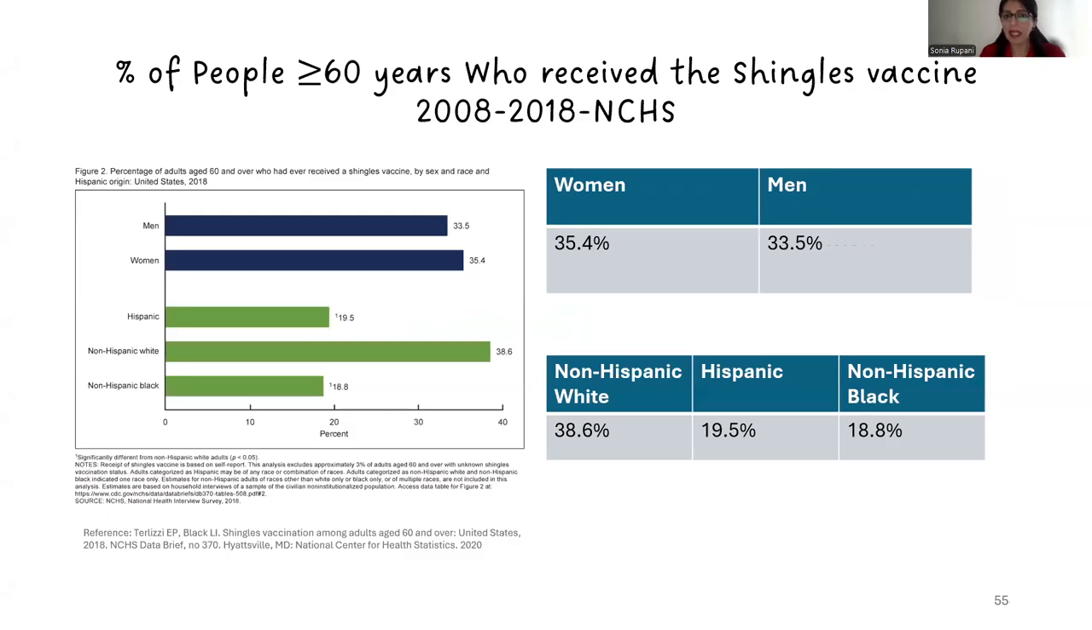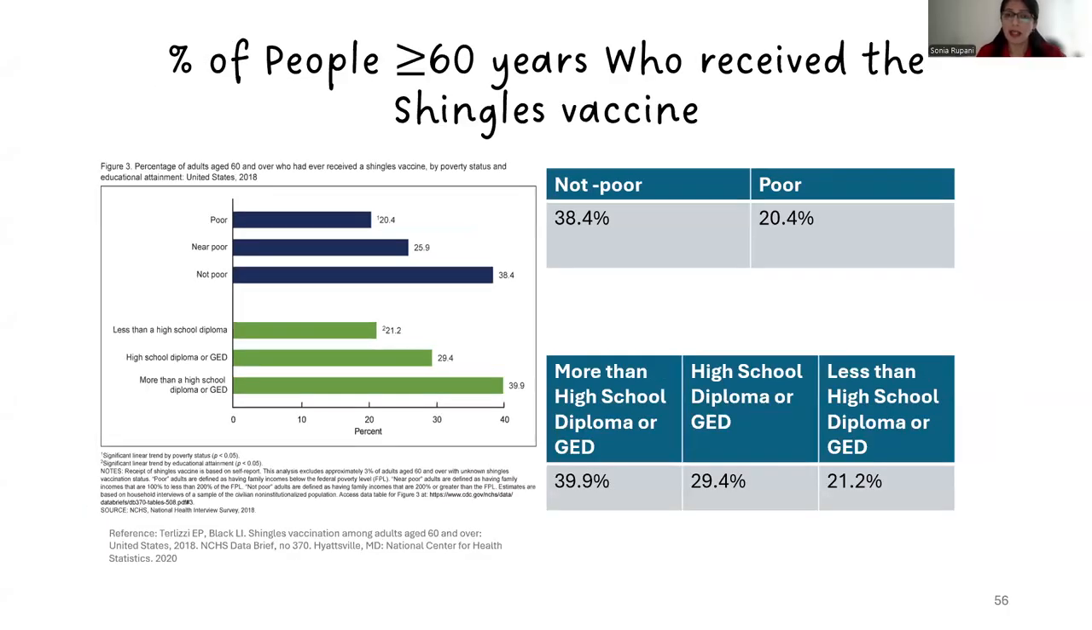If we compare men and women, again, we're seeing pretty close: 35.4% in women, 33.5% in men. When we compare races, we see non-Hispanic white, their percentage was 38.6%, Hispanic 19.5%, and then non-Hispanic Black 18.8%. So pretty low there. When they compared poverty status, based on the poverty definition from the federal government, patients who fell in that poor group had much lower vaccine rates as compared to those that did not fall in that group.